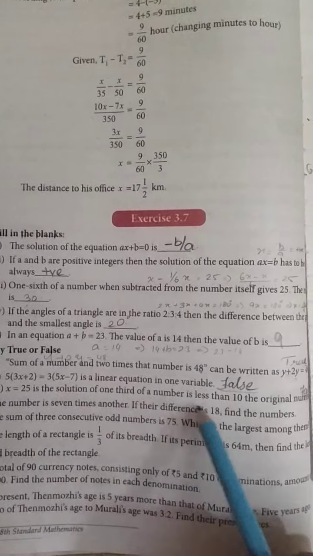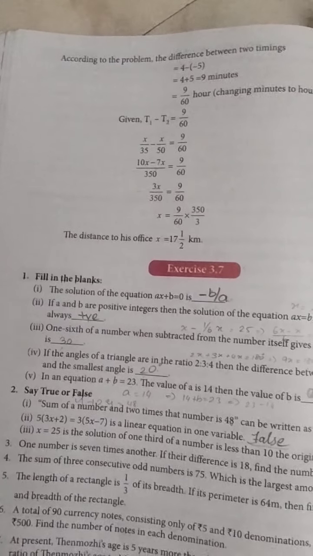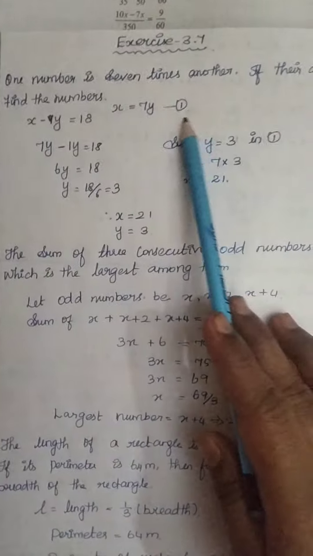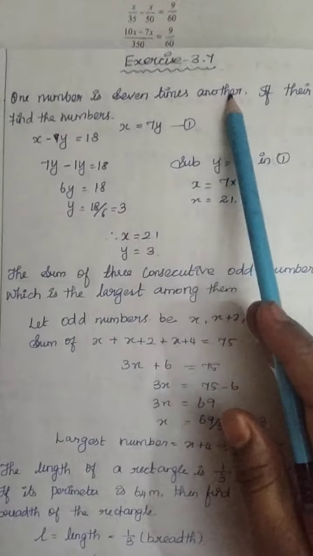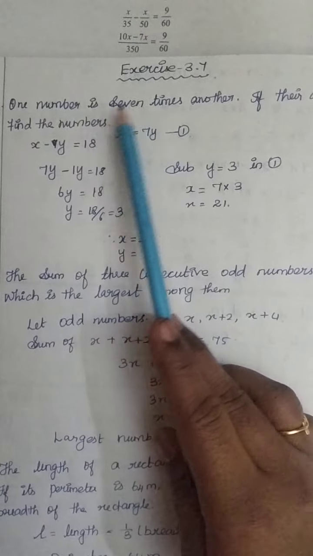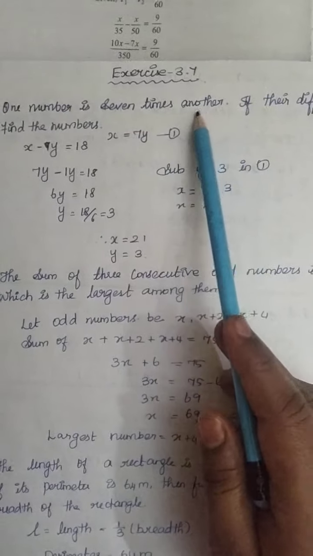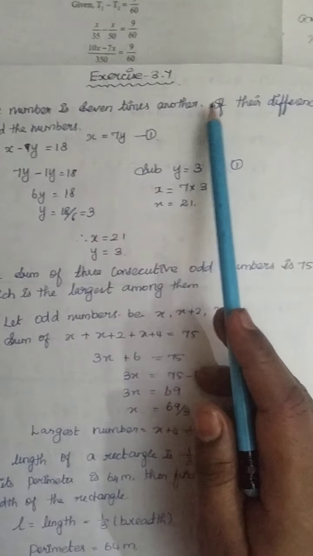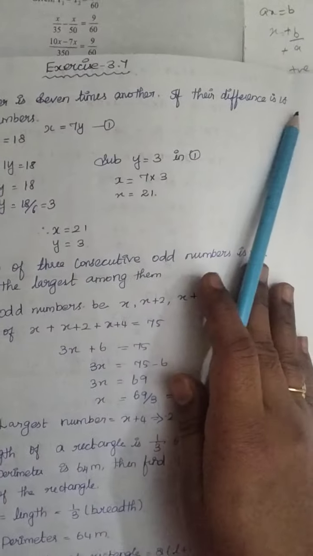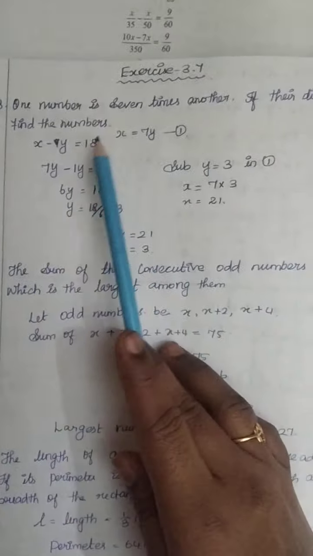So we are going to see the third one, fourth one and fifth one. See, listen, first of all, students, you have to write the 3.7 exercise in your note. Then after that, one number is 7 times another. If their difference is 18, find the numbers.